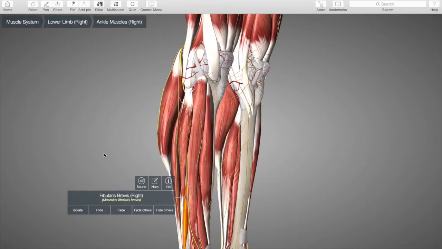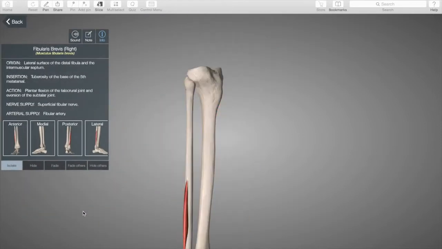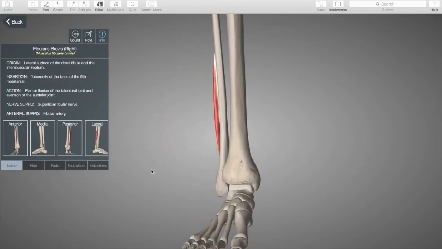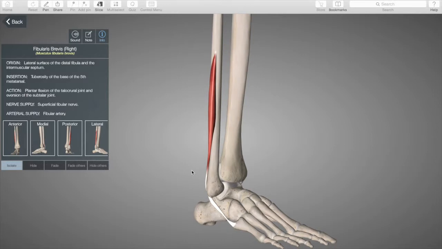This is peroneus brevis. This muscle has its origin on the lateral surface of the distal fibula and the intermuscular septum. Courses distally behind the ankle joint in front of the peroneus longus to insert in the base of the fifth metatarsal. Its action is to plantar flex the ankle as well as evert the subtalar joint.